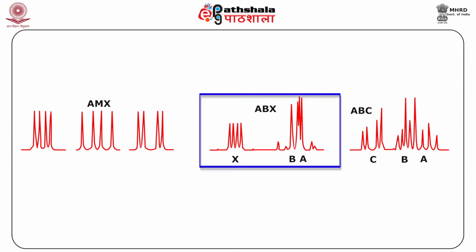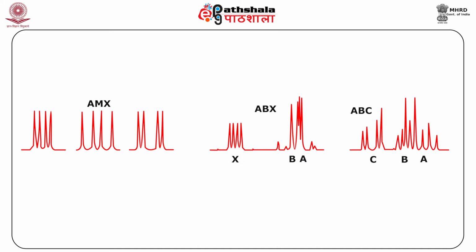Now, the ABX system. In the ABX system, the chemical shift difference and the coupling constant between 2 of the 3 interacting nuclei are of comparable magnitude, and both are coupled to the 3rd nucleus, which has a chemical shift very different from both the nuclei.